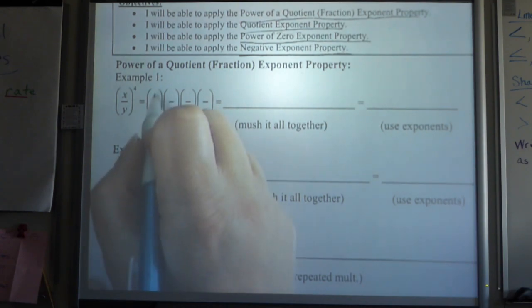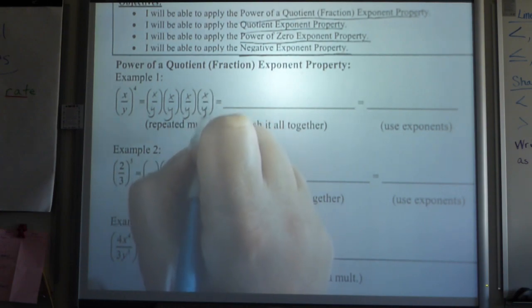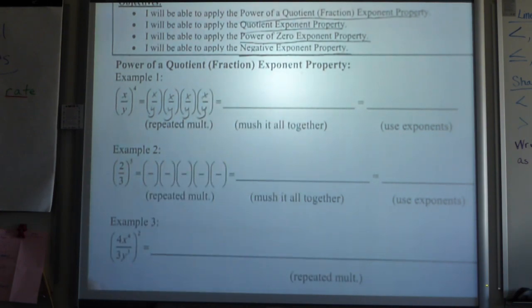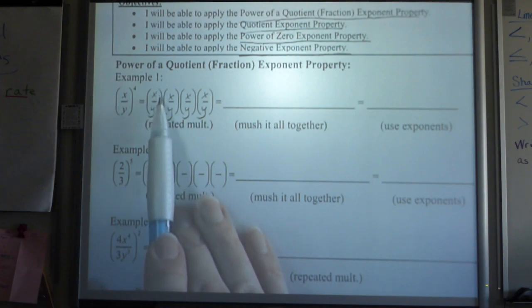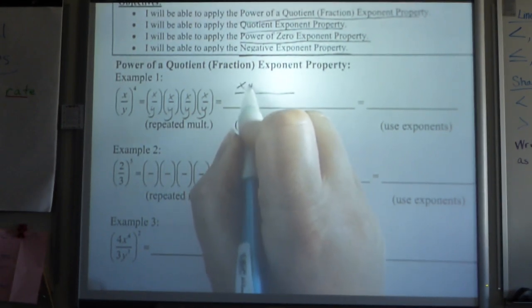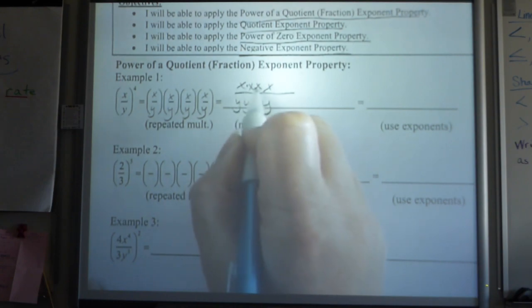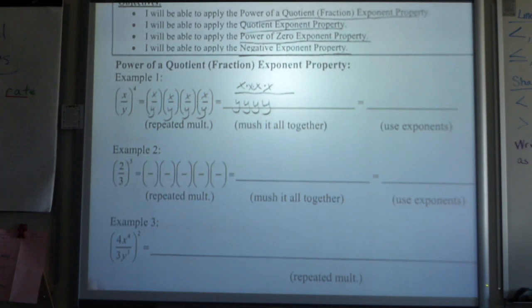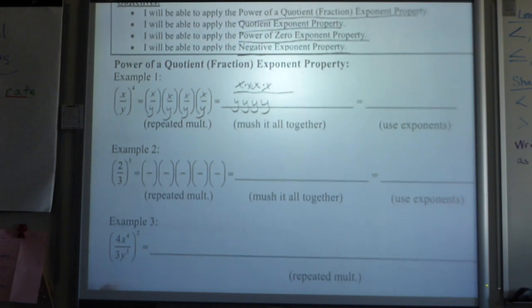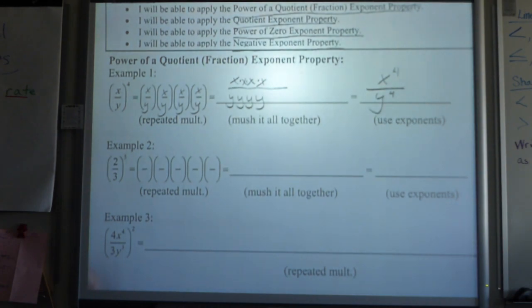So what this means is that we have x over y multiplied by itself 4 times. Okay, and we know from multiplying basic fractions, it's numerator times numerator. So we have x multiplied by itself 4 times in the numerator, and then y multiplied by itself 4 times in the denominator. So in exponent notation, this simplifies to x to the 4th over y to the 4th. Okay, that works with exponents.